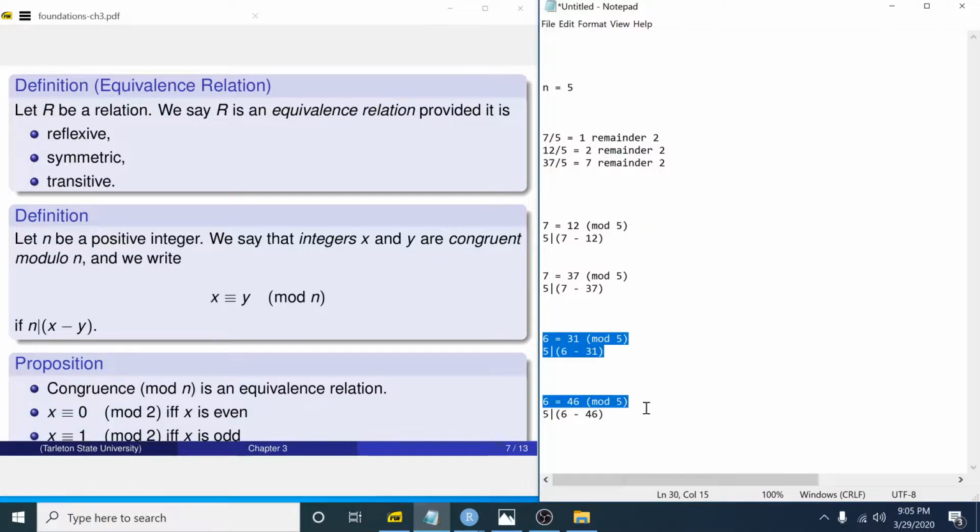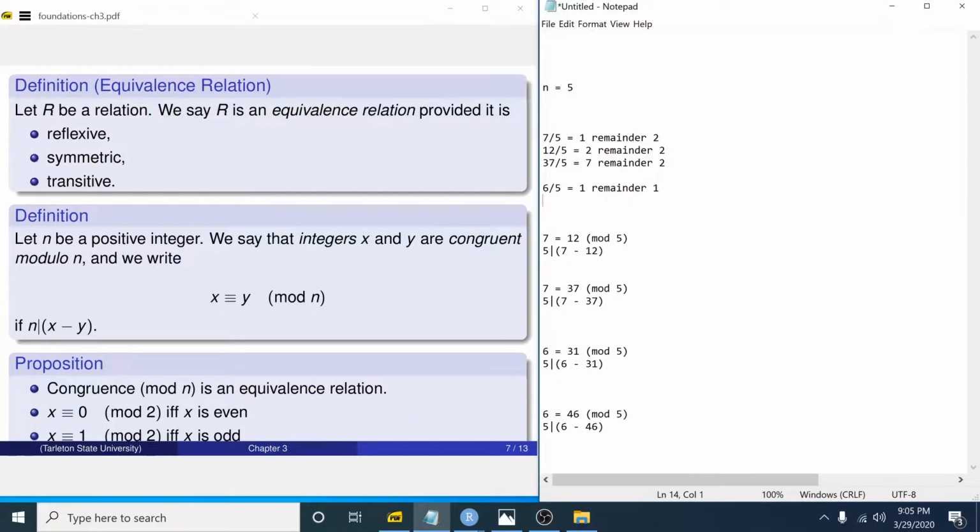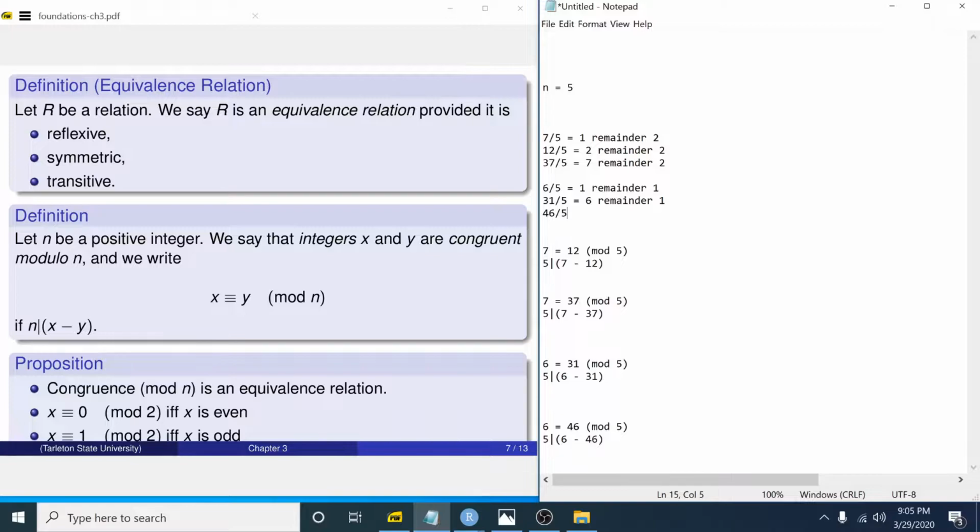I also did some examples with 6 down here. I talked about 6, 31, and 46. Well, let's do those calculations. What is 6 divided by 5? That's going to be 1 remainder 1. What about 31 divided by 5? That's going to be 6 remainder 1. What about 46 divided by 5? That's going to be 9 remainder 1. So if I take the number 6, the number 31, the number 46, and divide any of these numbers by 5, I get a remainder of 1. And what that means is that 6 is congruent to 31 mod 5, and 6 is congruent to 46 mod 5.